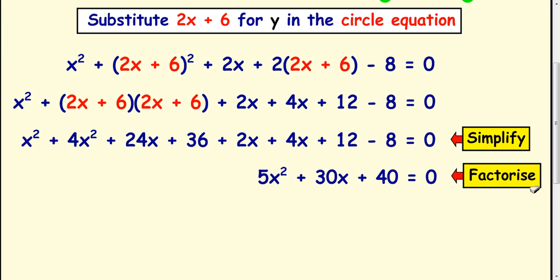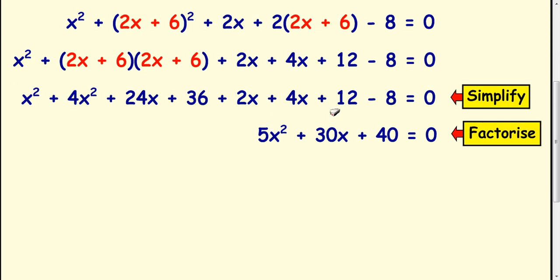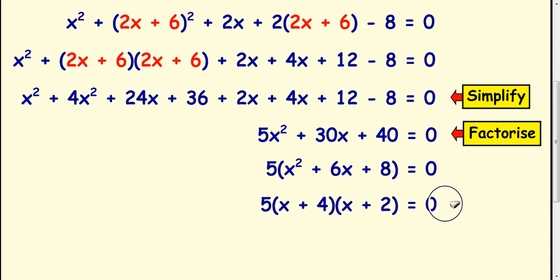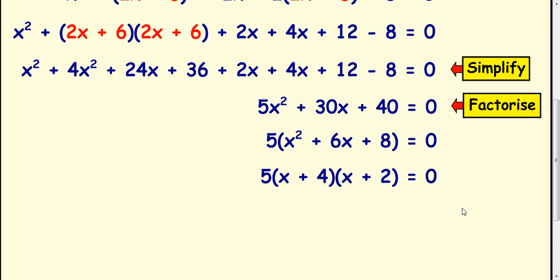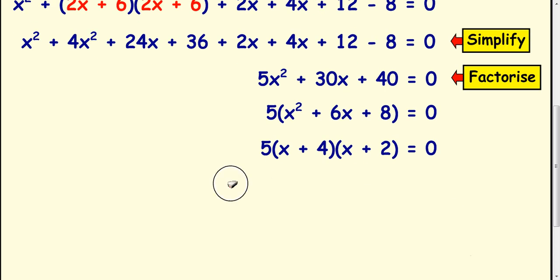We can now factorise that. Take out a common factor first to make things easier instead of trying to factorise that into double brackets. 5 comes out of that. You'll end up with x squared plus 6x plus 8. And then put that into double brackets. Now a 4 and a 2 makes 8 and also the 6. So x is negative 4 or x is negative 2.